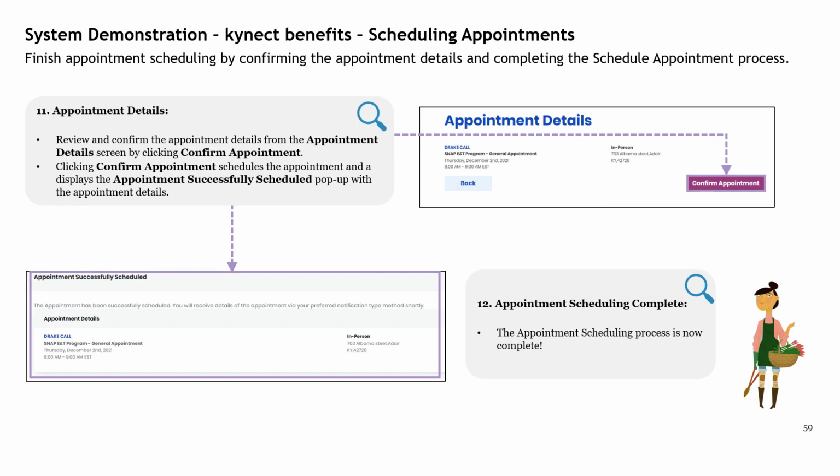Review and confirm the appointment details on the Appointment Details screen, then click Confirm Appointment. This schedules the appointment and displays the Appointment Successful Schedule pop-up with the appointment details.